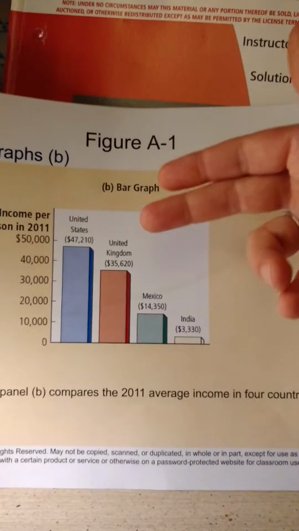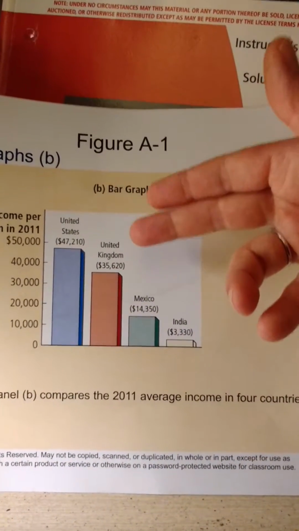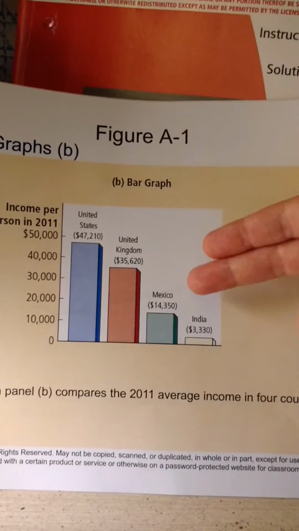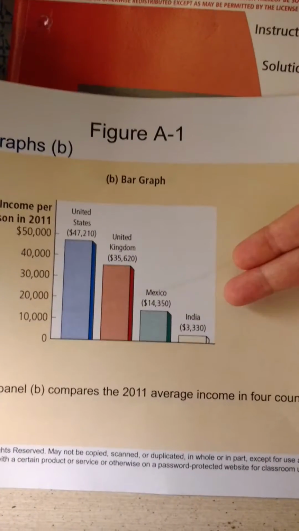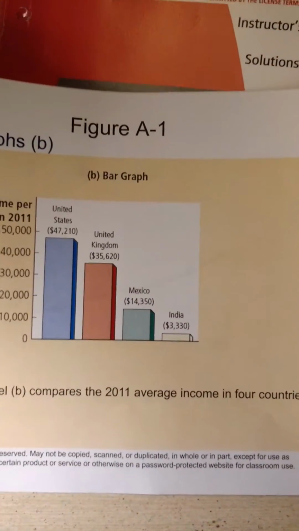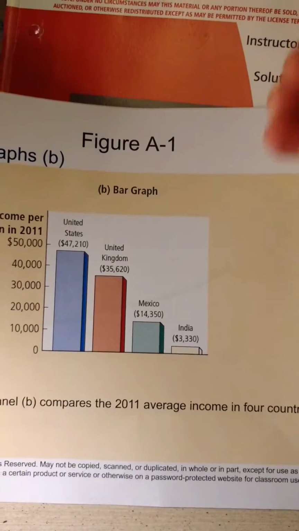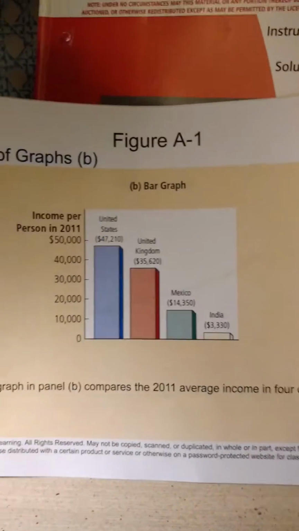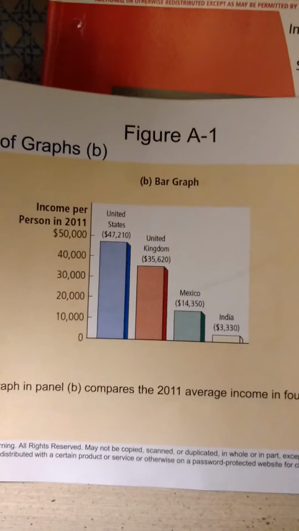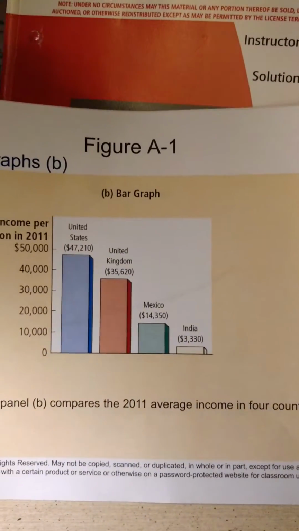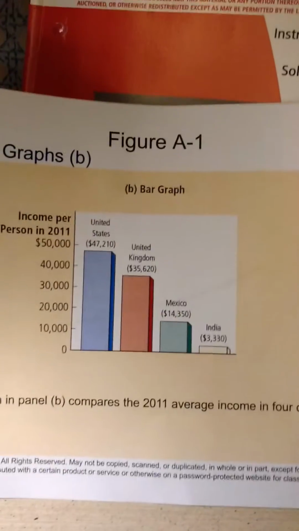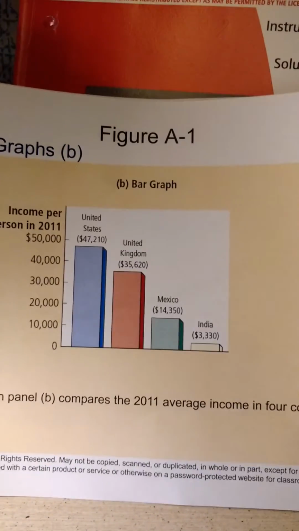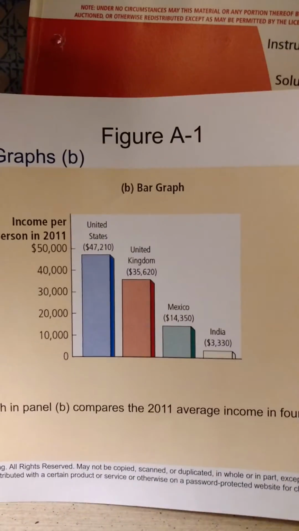The United Kingdom, $35,620 on average per person. Mexico, $14,350 on average per person. And India, $3,330 per person per year income. So here it's very easy to compare all these countries and their income as measured. It's in different colors, so it's easy to see the differences, and the different heights are showing you how much income on average each person makes a year in these countries.